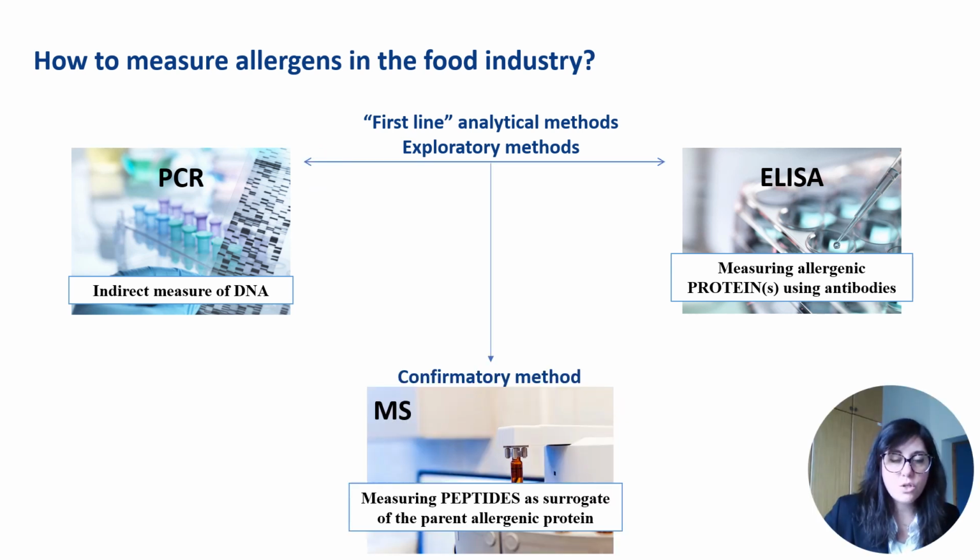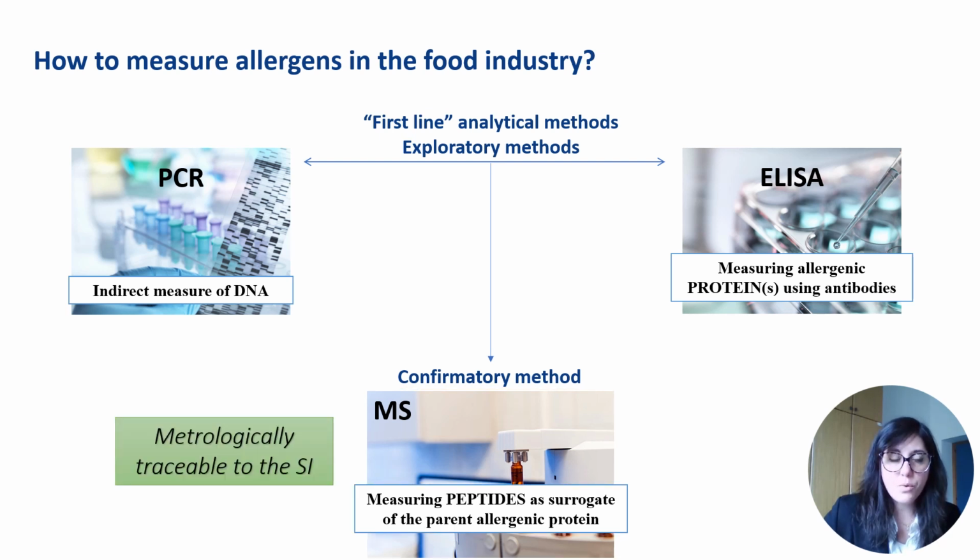Isotope dilution mass spectrometry is used as a confirmatory method that can provide allergen absolute quantification with a small measurement uncertainty by removing instrumental bias. It makes use of peptide markers as surrogate of the parent allergenic protein. This approach requires a deep understanding of the food system and the analytical pipeline. It is a step forward, making allergen analysis metrologically traceable.